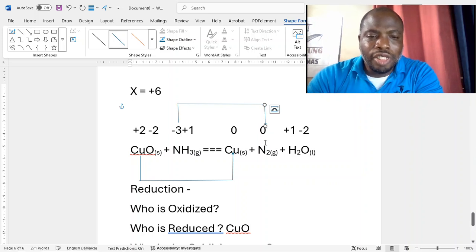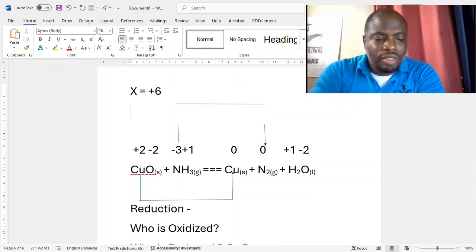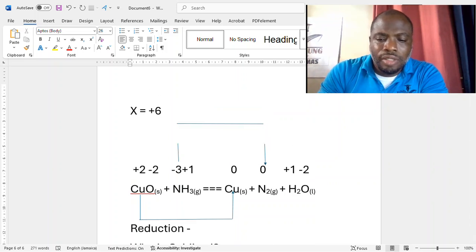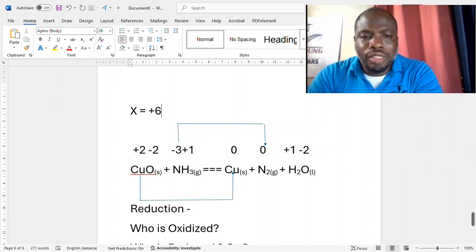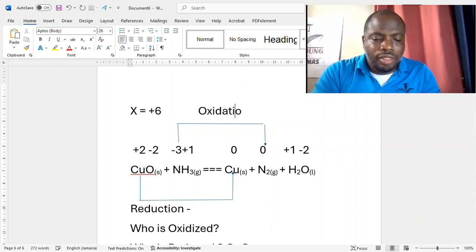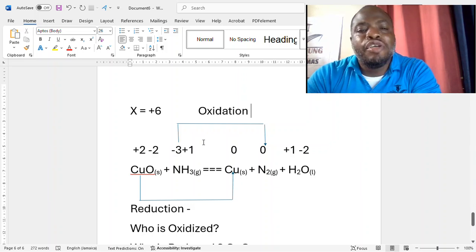See there? Nitrogen is going from -3 to 0. So what is happening here? Oxidation, because we are having an increase in oxidation number. And again, if you're having a problem, remember it's a number line. So you're at -3 and you're moving towards 0. So that must be an increase.